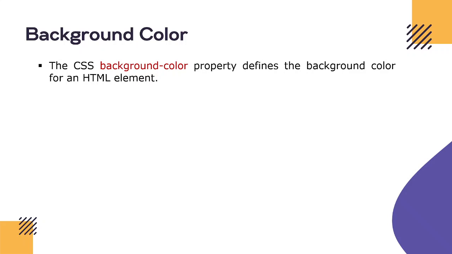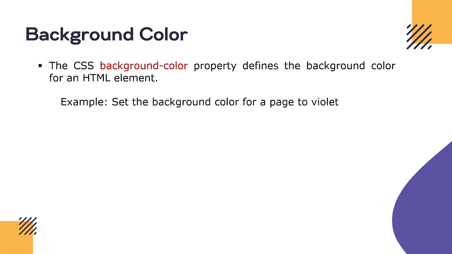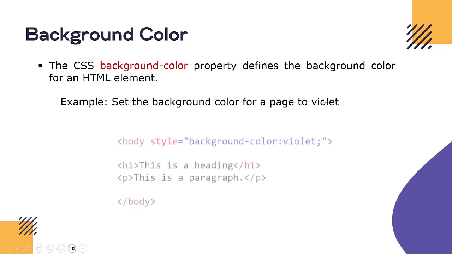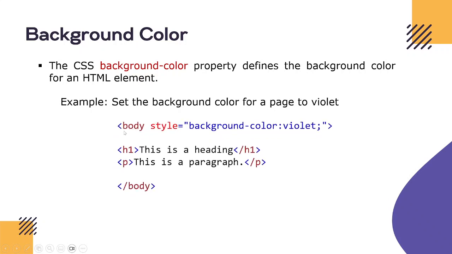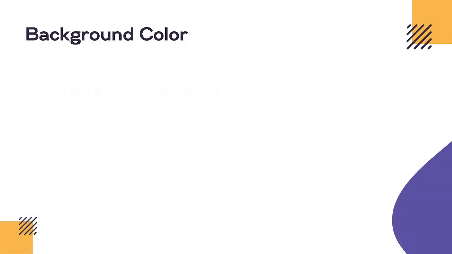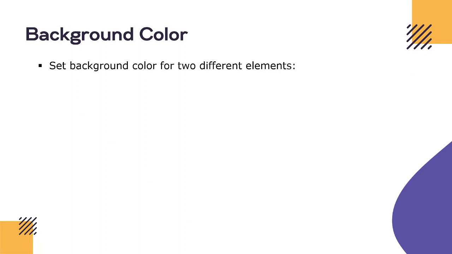Background color. The CSS background-color property defines the background color for an HTML element. Example, set the background color for a web page to violet. So how do we set the color? Inside the body, do not close it yet, I include this one, the style. So body style na siya, and then equals, then the value: background-color colon violet semicolon, then close it, h1, then p. So that's it. Ang lalabas ay yung violet na background color.